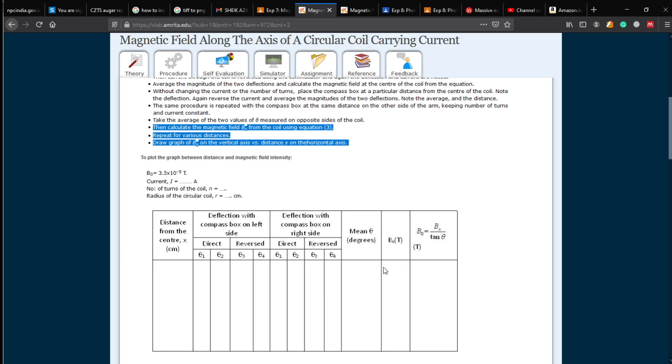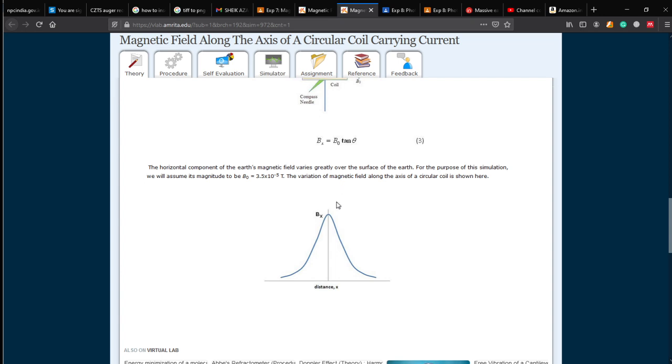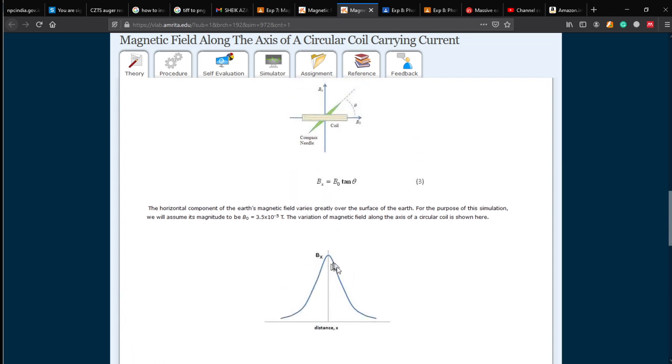So what we have to do is draw a graph. Let's go back to this. This will be the nature of the graph. You will ask that this is the distance, this is the Bx along the y-axis, and this distance is along the x-axis. Now the question is, what is the value of this? Obviously this is x equals 0.